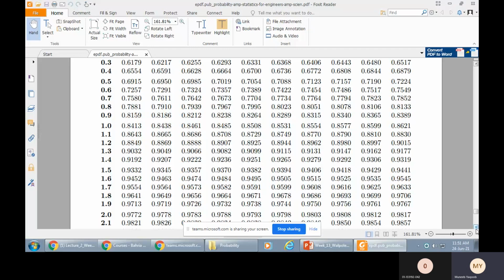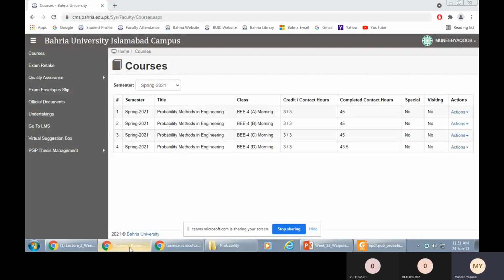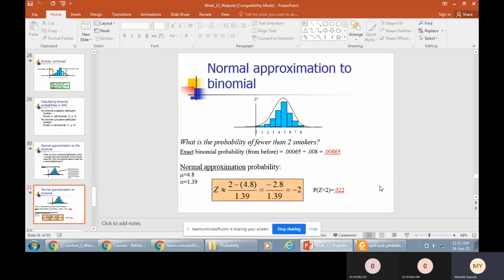So we will write the probability of z less than minus 2 is equal to 1 minus the probability of z less than 2. So the answer would become 1 minus 0.9772, and hence the answer would become, like in your slide, 0.022. Okay. So this is the procedure by virtue of which we can compute the probability of z less than minus 2.